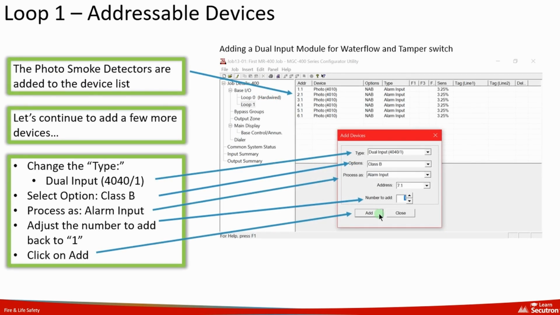After adding the photo smoke detectors to Loop 1, the configuration process continues with the addition of a dual input module. This is selected by changing the device type to dual input 4040, 4041, and setting the option to Class B. The process is defined as alarm input. Only one device of this type is being added at this point, so the number to add is adjusted to 1. After setting these parameters, clicking Add will include this module in the system configuration.